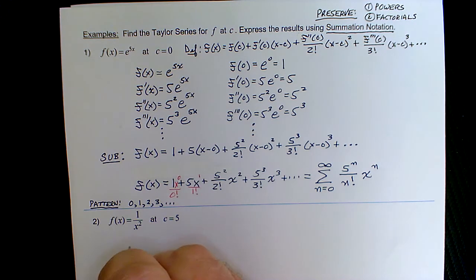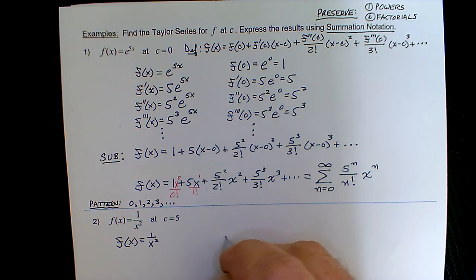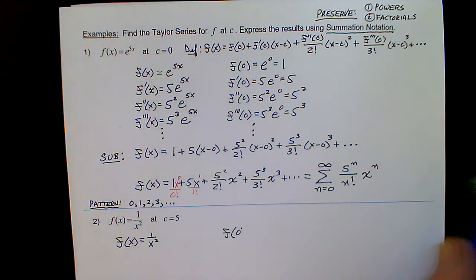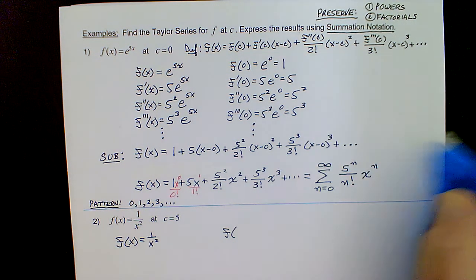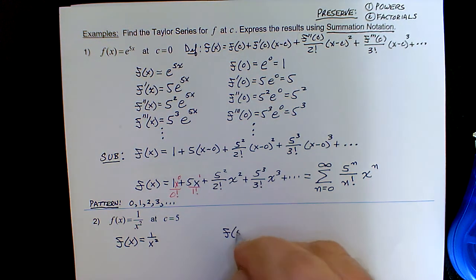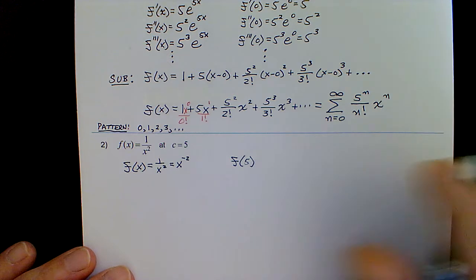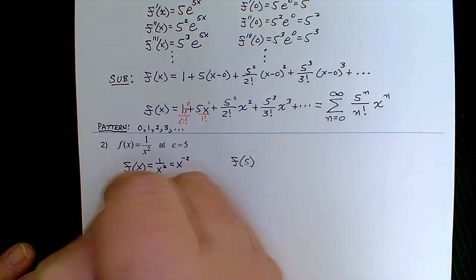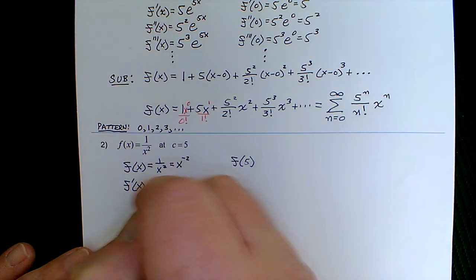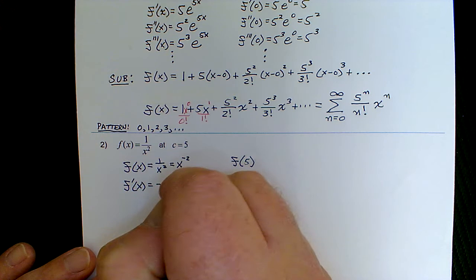Okay, so as a final example, same idea, 2 columns, one with the function and its derivatives, another with those evaluated at, in this case, 5. Okay, to differentiate 1 over x squared, we'll start by rewriting it as x to the negative 2. All right, let's generate some derivatives here. So f prime of x, negative 2, x to the negative 3.